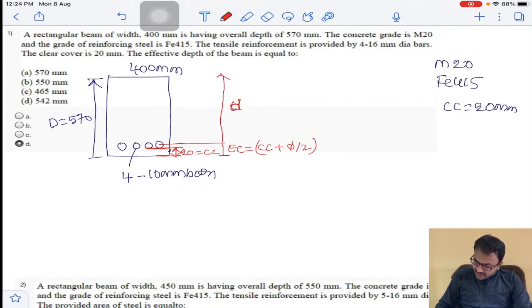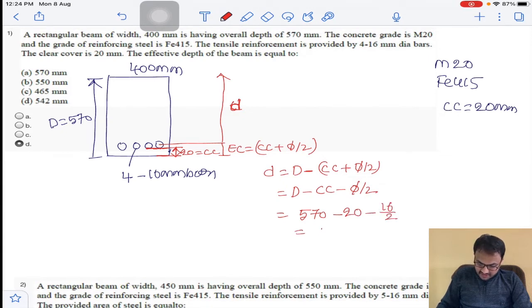So to calculate effective depth small d, we need to deduct clear cover and half of diameter from capital D. So you will get capital D minus clear cover minus dia by 2. Capital D is 570, clear cover 20, minus 16 by 2, you will get 542 mm. This is effective depth. This is the way to calculate effective depth, 542. Answer is D for question number 1.